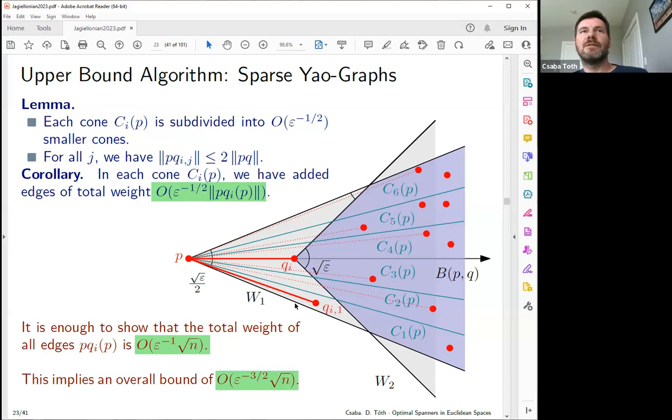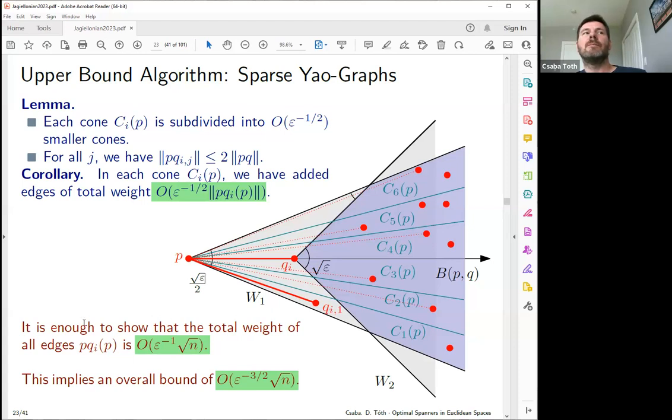But in this gray region, the length of this edge, P to Qi, is at most twice as long as this edge here, P to Qi. And this P to Qi is the edge that we always have, because in the large cone, we always connect P to the closest point. So the weight of these edges in the small cones is at most square root epsilon to the minus 1/2 times the actual edge that we have. So that explains one of the factors, epsilon to the minus 1/2.